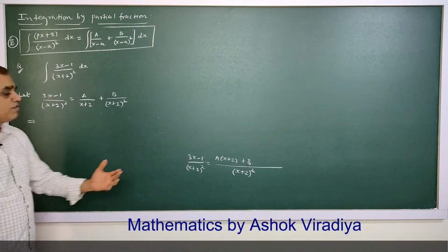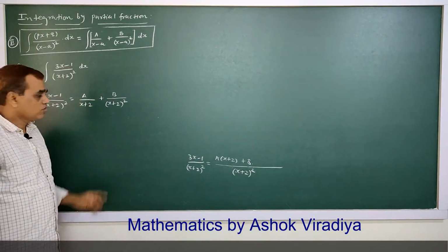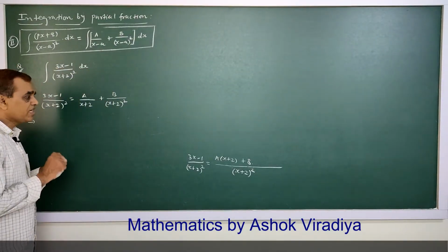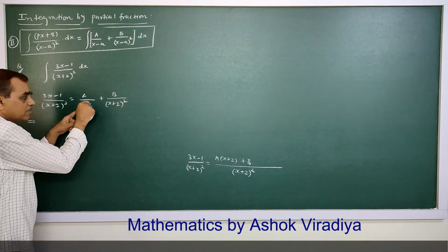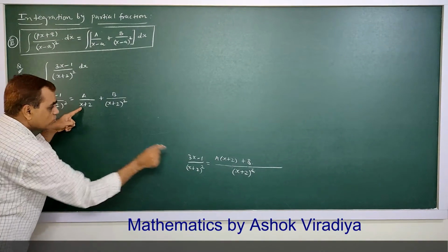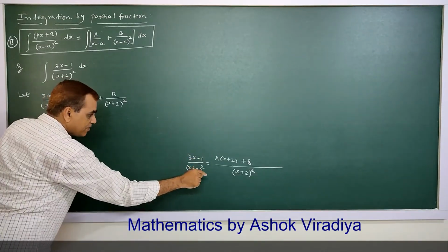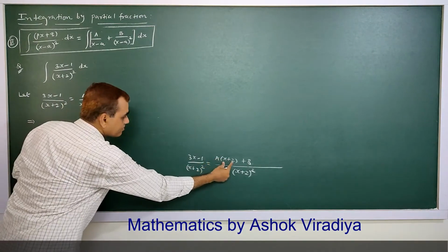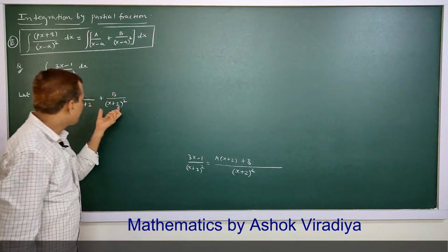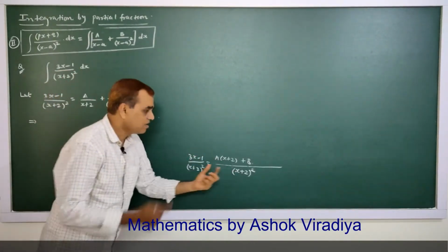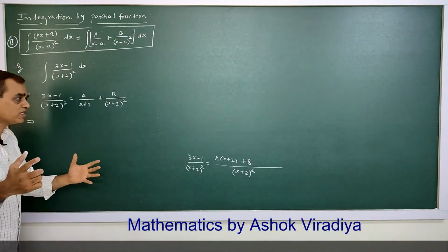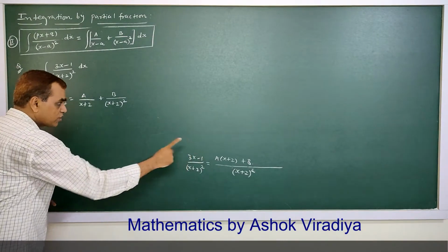When we simplify a sum of rational functions, what do we do? The LCM of these two expressions is x plus 2 whole square. Then we divide the LCM by the denominator. So the LCM is divided by x plus 2. So what is left? x plus 2 multiplied with a. Then plus, again divide the LCM by the second denominator. So what is left? 1. 1 is multiplied with b.